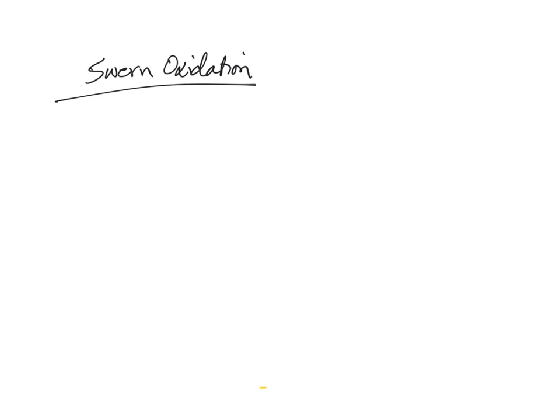Let's check out the Swern oxidation without the template. So before we even add an alcohol, we're going to look at some of the reagents that we need. So we need dimethyl sulfoxide, DMSO. These are two methyl groups.